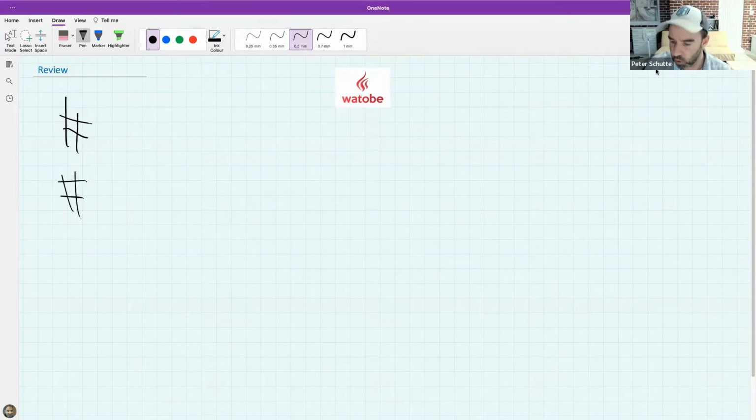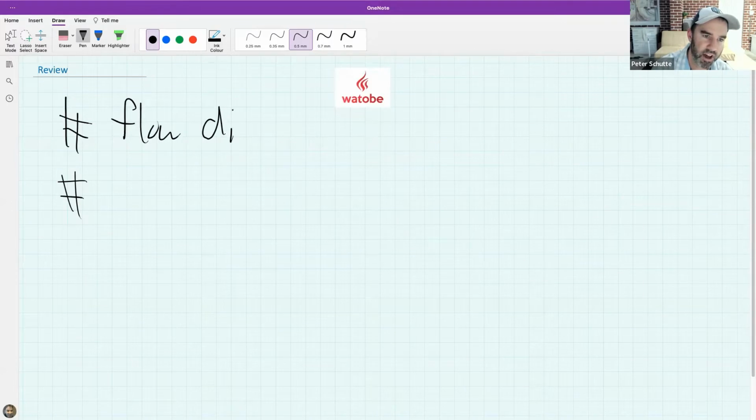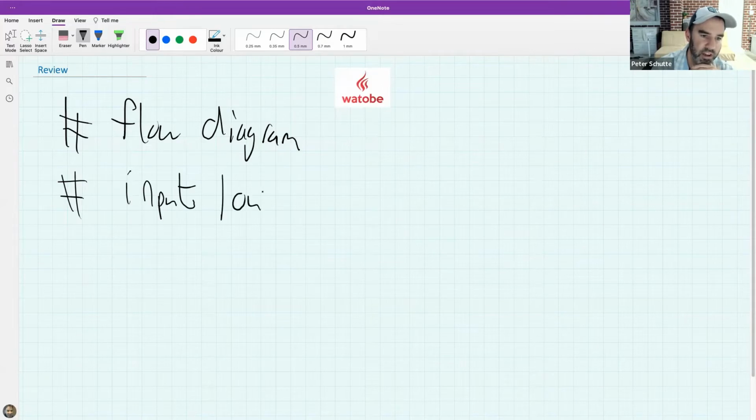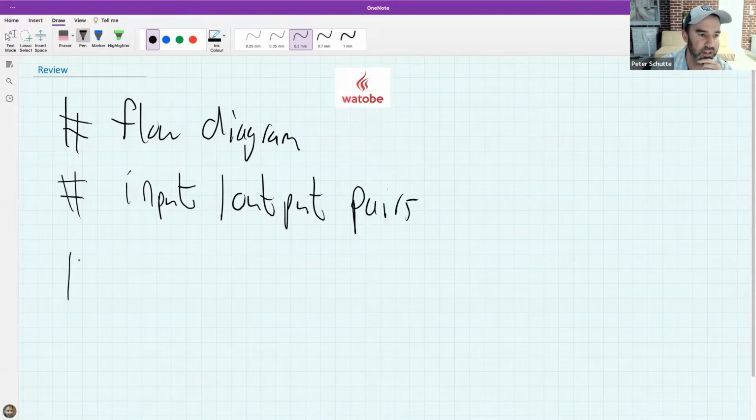There's a question from Machati, and I'm going to unmute you, if I can. Okay, I don't know if I've put the mute all button on yet, but flow diagram was one of the things we did last time. What else? Input and output pairs, or input and output values. Yes. What else? Anything else that you remember from last time?